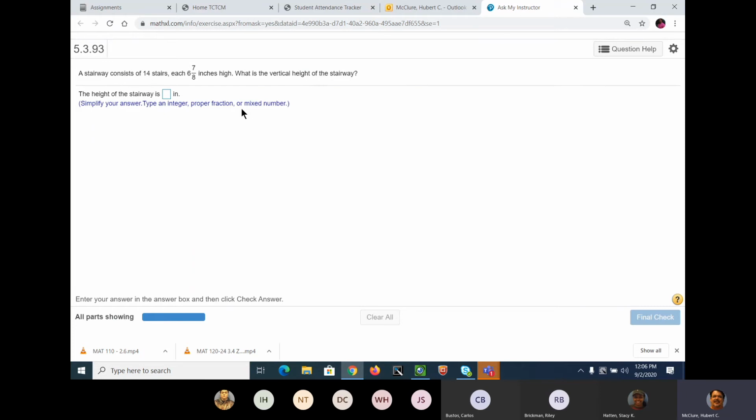There we go. A stairway consists of 14 stairs. Each stair is 6 7/8 inches high, almost 7 inches high. What is the vertical height of the stairway? I'm going to draw a picture for you. Give me a second to draw it, okay?